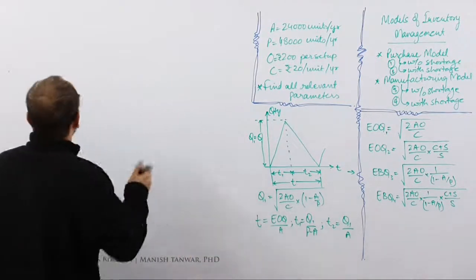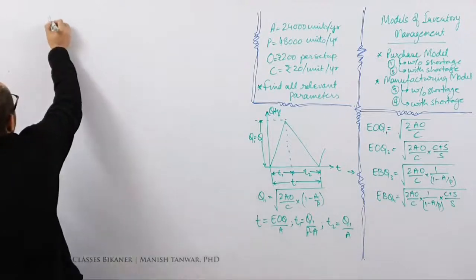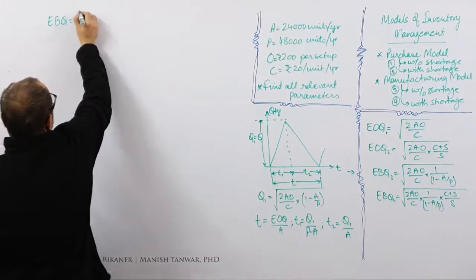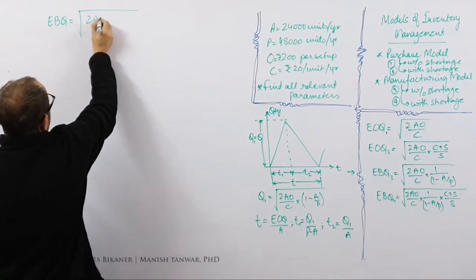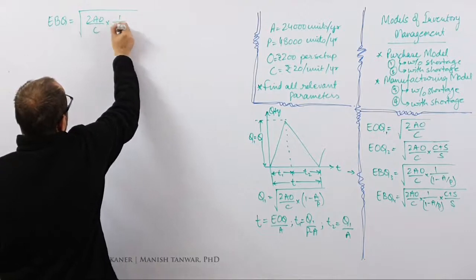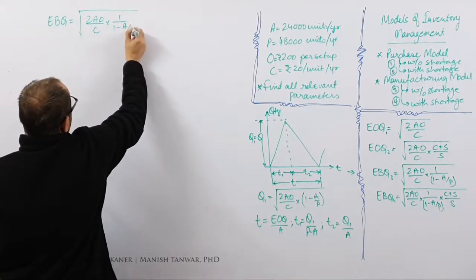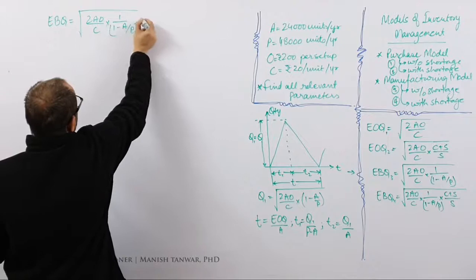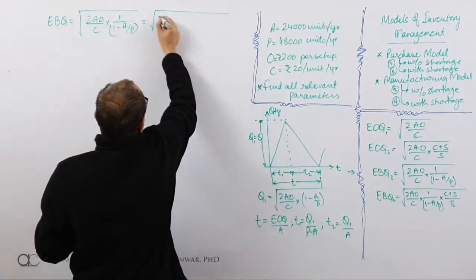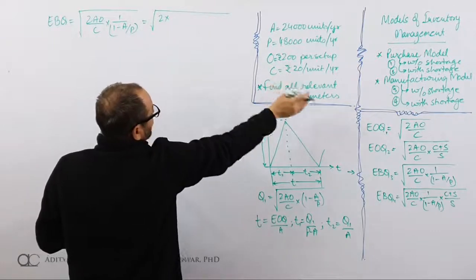Let us go ahead and find out all these values. First of all, we will be having EBQ. What will be the EBQ? The formula would be 2AO upon C multiplied by 1 upon 1 minus A by P, making it 2 times A, which is 24,000.